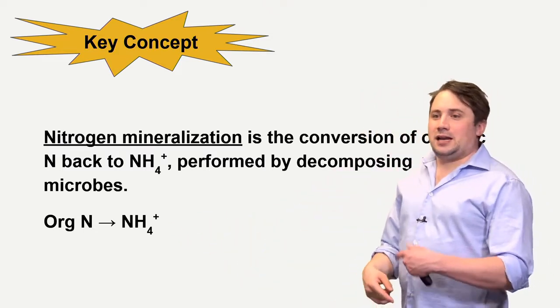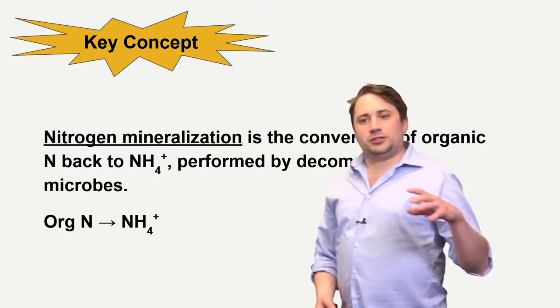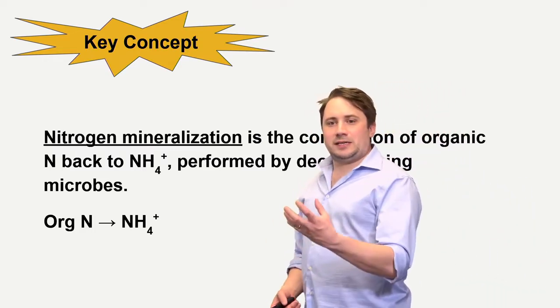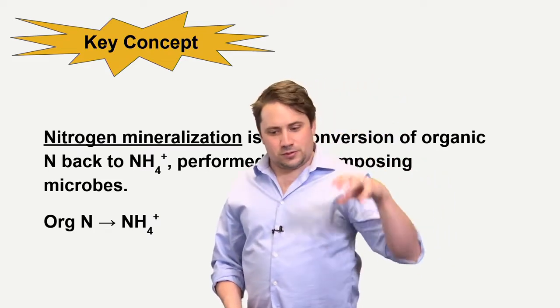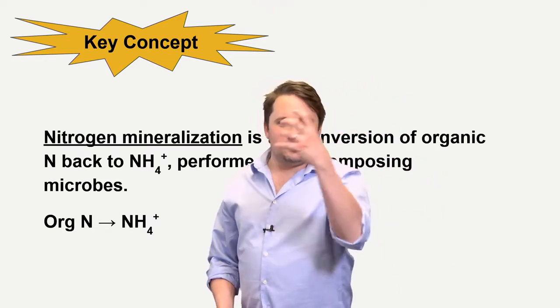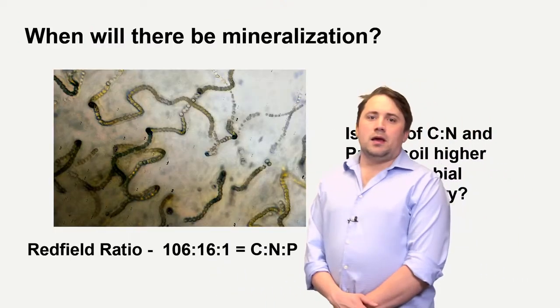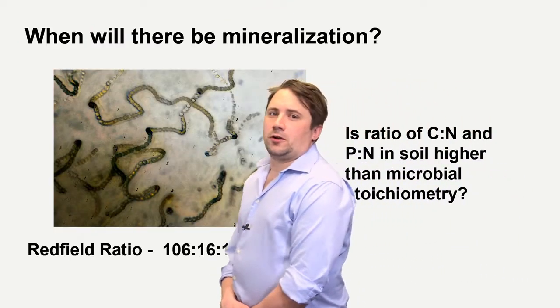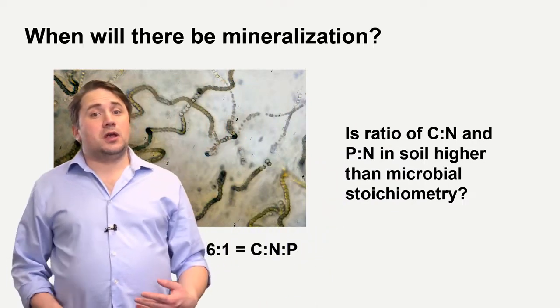And this is kind of the first turn of the cycle that you see. You had nitrogen fixed and then assimilated into tissues. Those tissues die. That nitrogen is mineralized, returned to the soil, where it can then be assimilated again, and the cycle continues. But when will mineralization occur? So mineralization is the byproduct of decomposition.